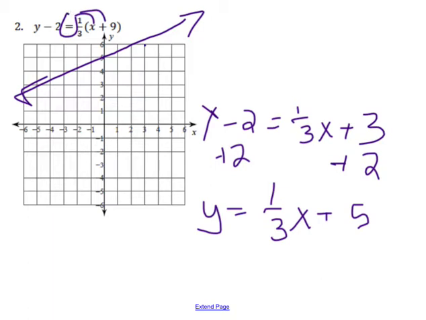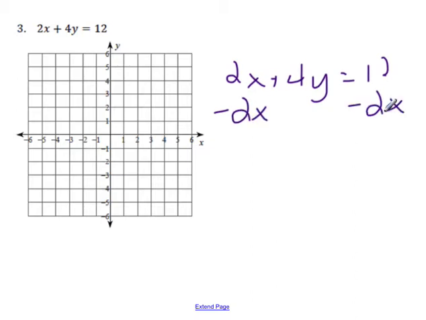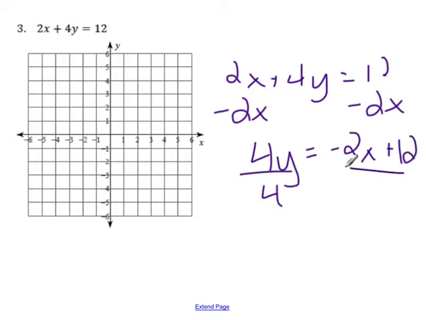So let's take a look at number 3. We have 2x plus 4y is equal to 12. Again, for us to graph that, we have to solve it for y. So the first thing I'm going to do is bring that 2x over to the other side. I'm going to subtract 2x from both sides, so I get 4y is equal to negative 2x plus 12. Then I'm going to divide both sides by 4. When I do that, 4 divided by 4 cancels out, and I have y. Then negative 2 divided by 4, I can actually reduce that fraction.